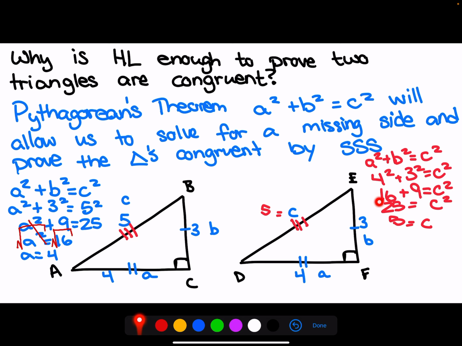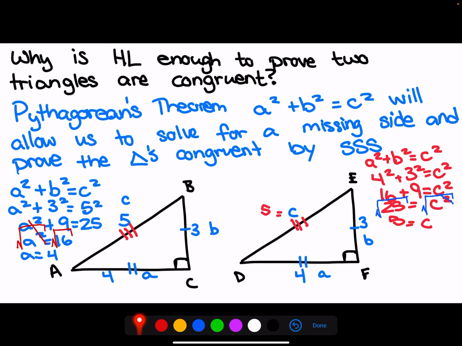16 plus 9 will give us 25, so 25 equals c squared. And then again, to get rid of the square, we must take the square root of both sides. C is equal to the square root of 25, which is plus or minus 5. And again, no negative values would work, so our c value is 5.